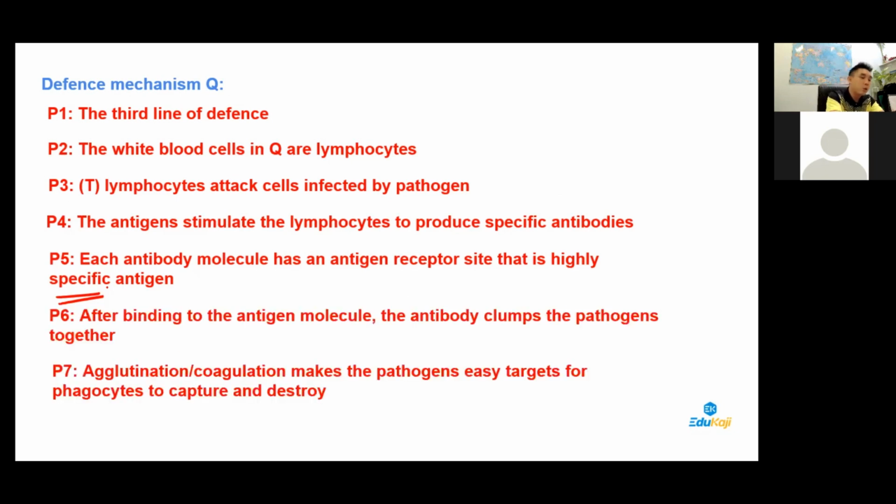You can mention agglutination or coagulation. Okay, guys, any 5. This one any 5, that one any 5, then that's it.